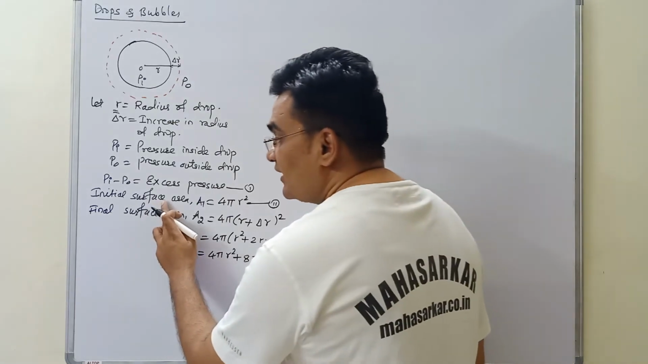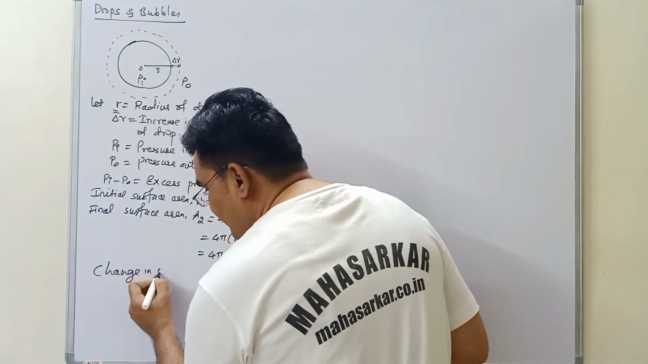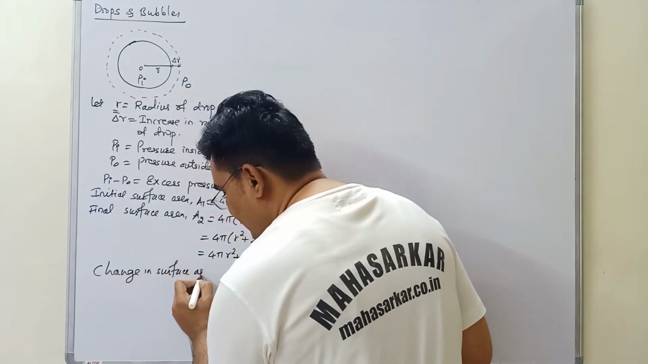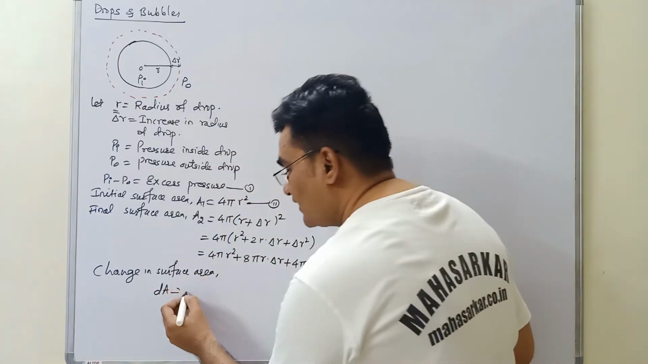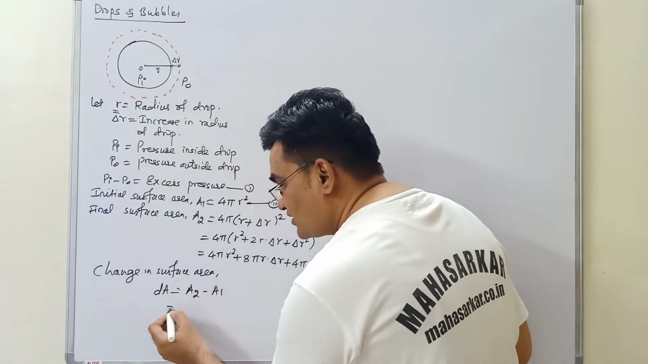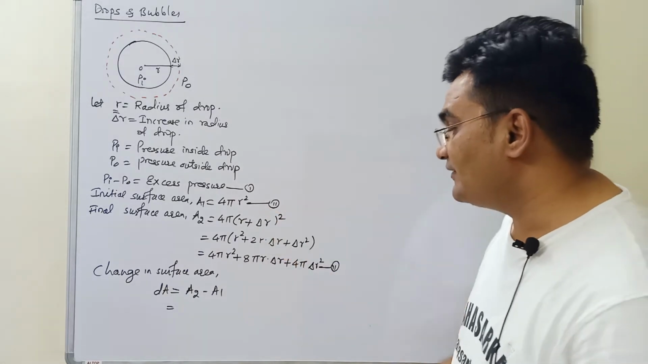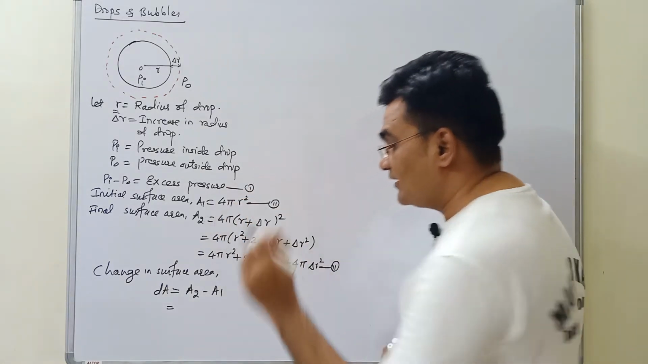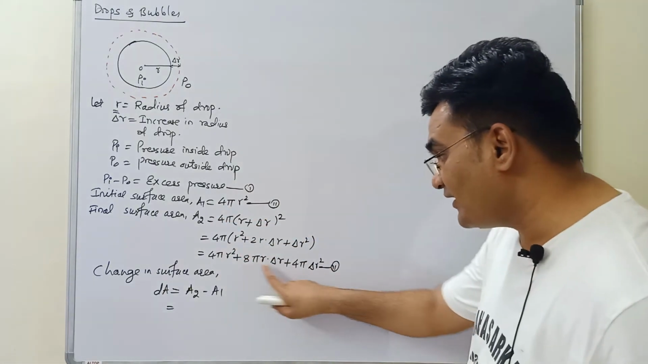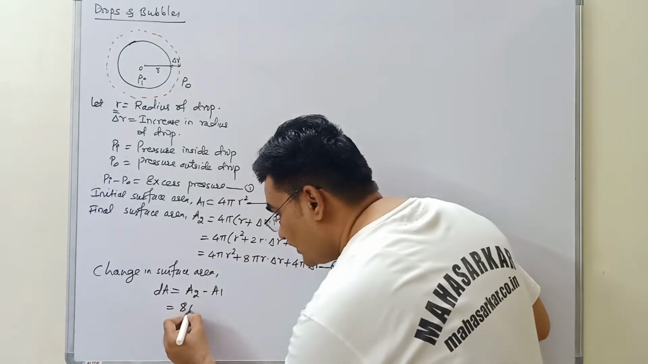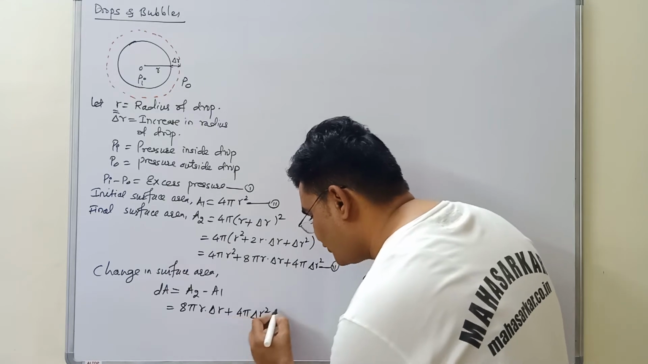Now, we have the initial and the final, how to find the change in the surface area? Change in surface area, say dA, is equal to, how to write? You know that it should definitely be final surface area minus initial surface area. Substitute the values. We have to subtract the initial surface area from this. If we subtract it, this 4 pi r square will cancel. Directly, only this much term will remain. So 8 pi r delta r plus 4 pi delta r square.